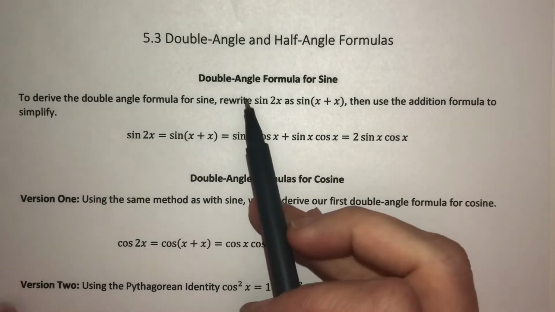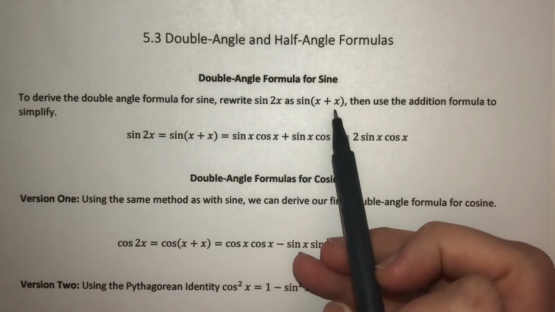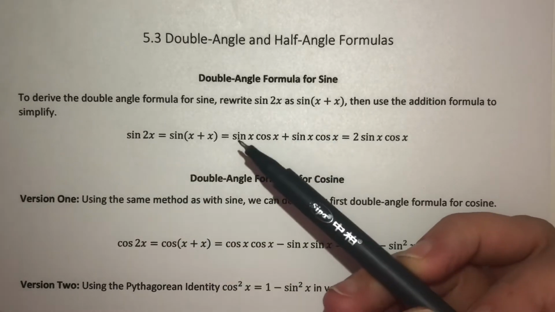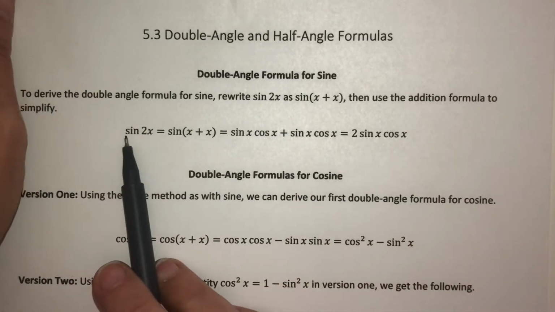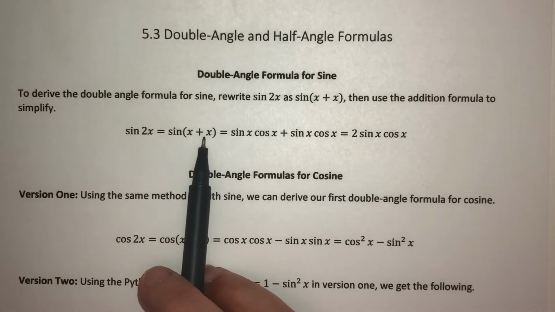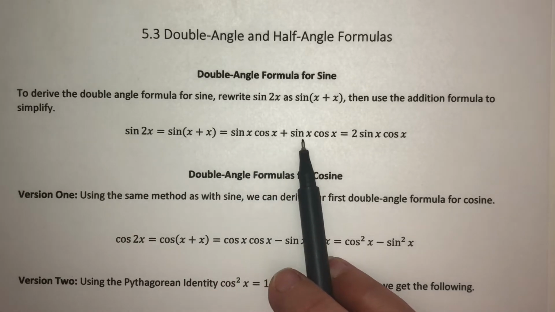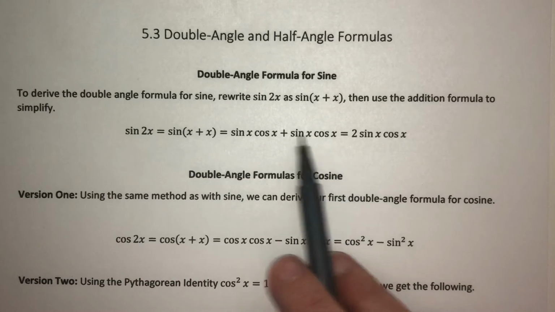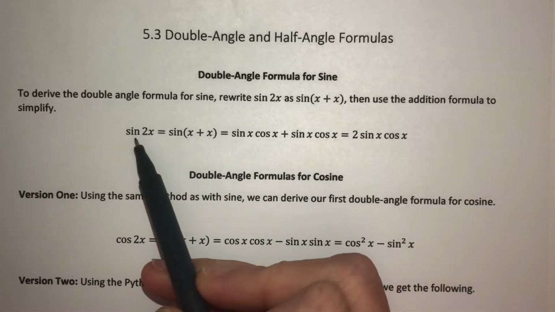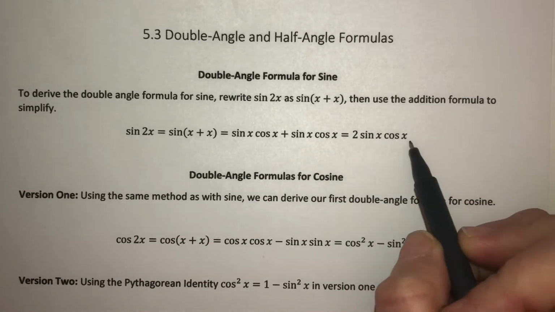But to derive the formula, we write sine of 2x as sine of x plus x, and then we'll use the addition formula from the previous section to simplify it. So if sine of 2x is sine of x plus x, then using the formula from the previous section, we have sine x cosine x plus sine x cosine x. And since those are the same, we add them together. We have a 2 in front. So sine of 2x is the same thing as 2 times sine of x cosine of x.